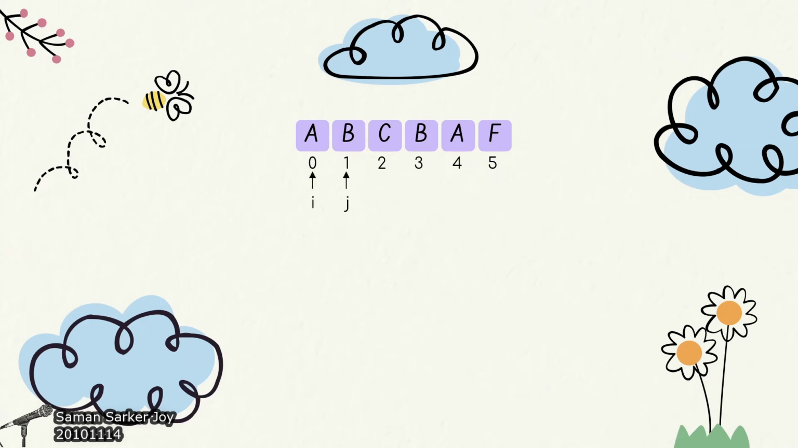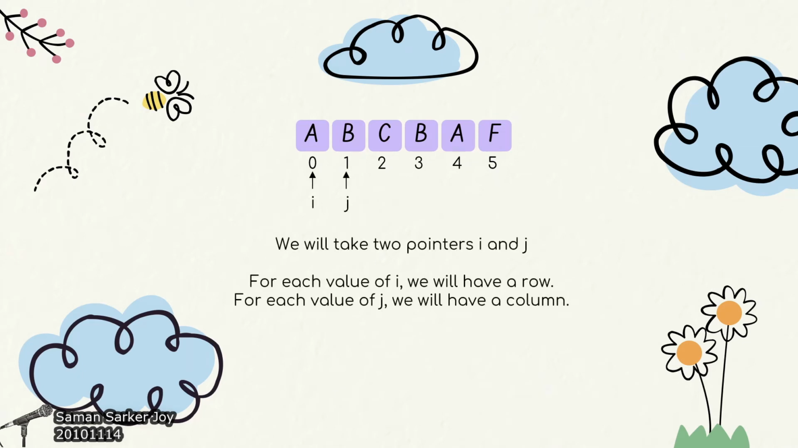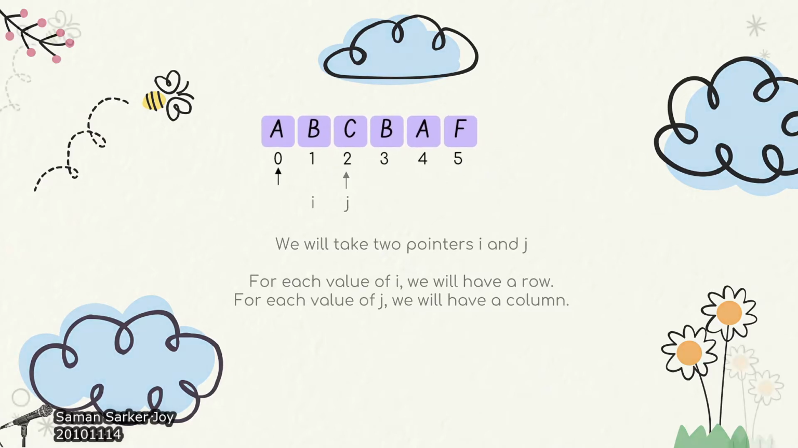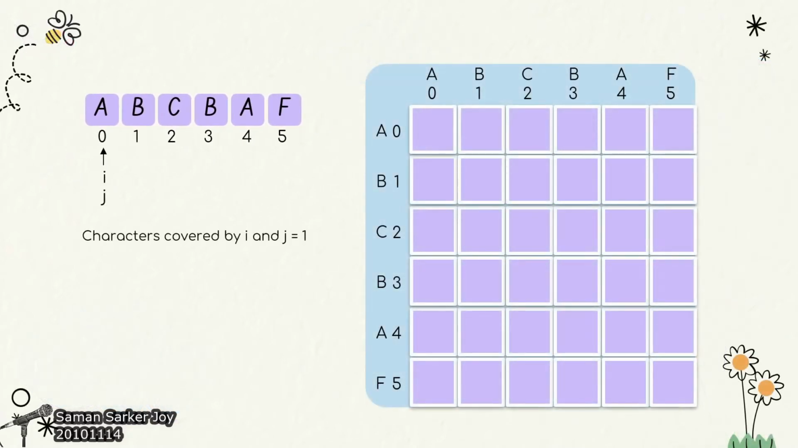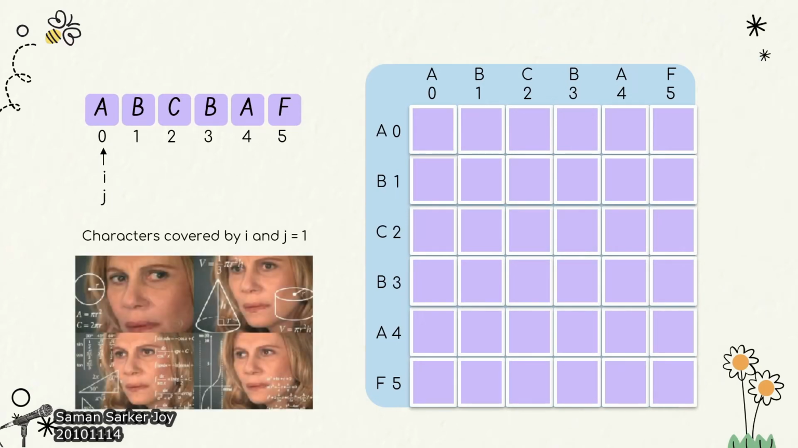We'll take two pointers i and j, then we'll create a matrix with rows and columns of the length of the string. At first, i and j will be covering only one character, so we'll put 1 in all the diagonal values, as they will always be covering one character.